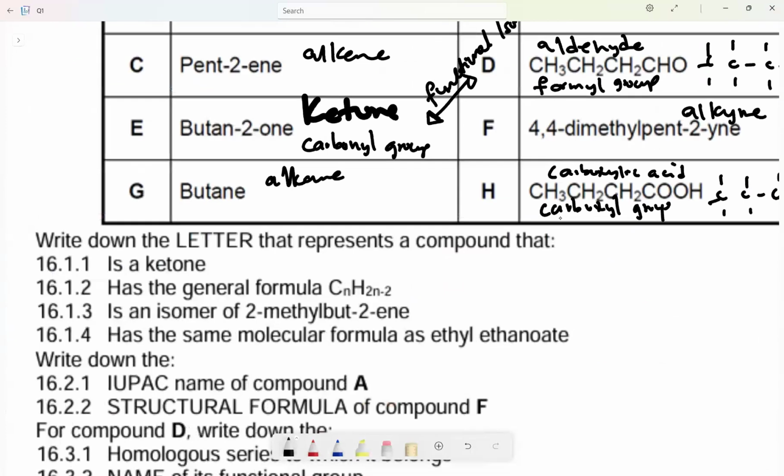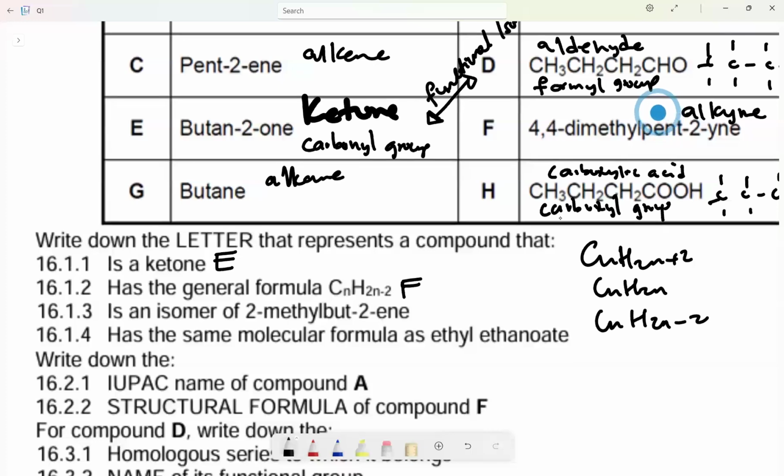Now they say to us, write down the letter that represents a compound that is a ketone. E. The letter, it is number E. Has a general formula of CnH2n-2. This should be an alkyne. Remember, from an alkane, CnH2n+2, when I move to an alkene, I subtract 2. When I move to an alkyne, I subtract 2 again. So this is an alkyne. Which one is an alkyne? Number F. Number F is an alkyne.